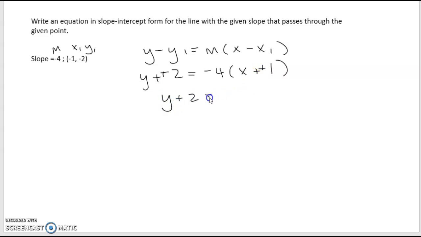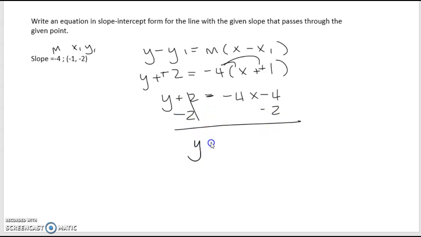So I have y plus 2 over here equals, I distribute, and I have a negative 4x minus 4. Subtract my 2 from both sides, and y equals negative 4x minus 6.